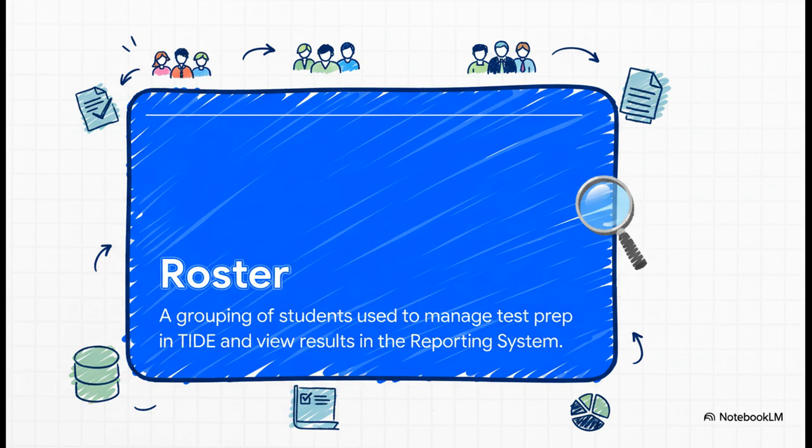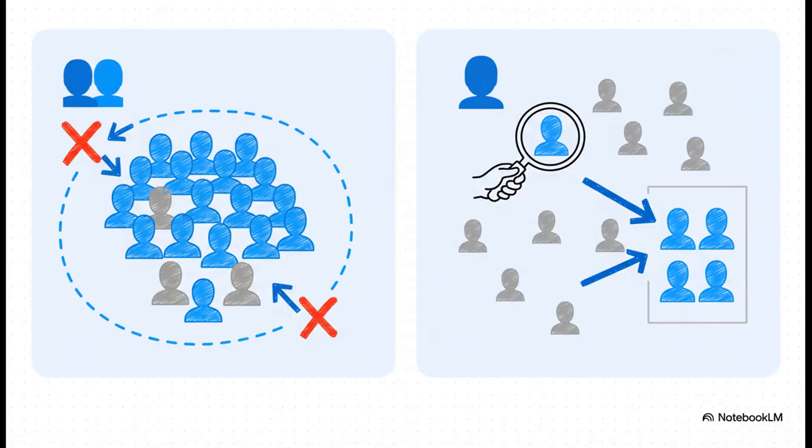And this doesn't just help with prep, it's also how you'll be able to look at results later on in the reporting system. Now, this is interesting. TIDE gives you two different ways to think about adding students to a roster. The Quick Roster tab is kind of like casting a wide net. You could grab, say, all the 10th graders and then just remove the few who don't belong. The Student Search tab, on the other hand, is more like surgical precision. You can find and add specific students one by one. Which one you use just depends on the kind of group you're trying to build.